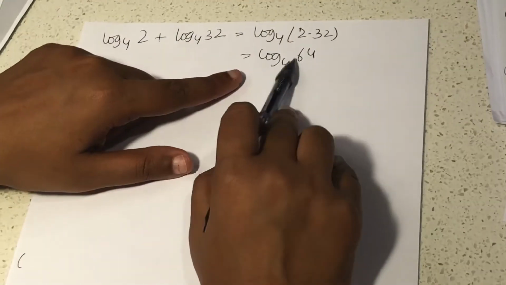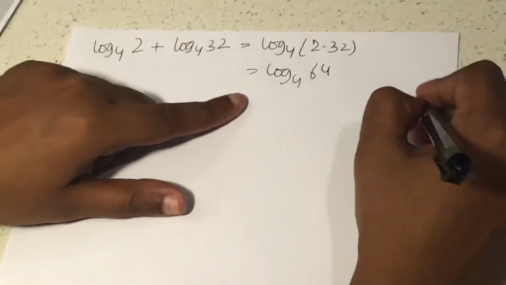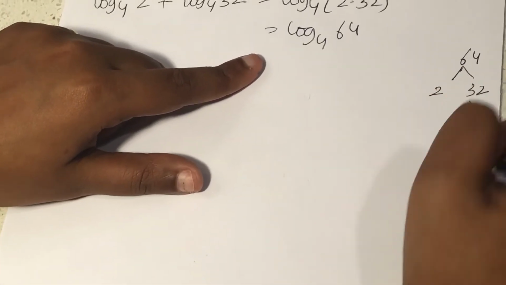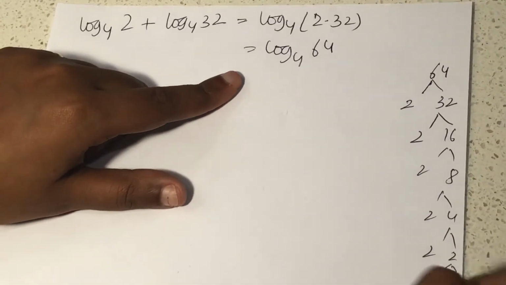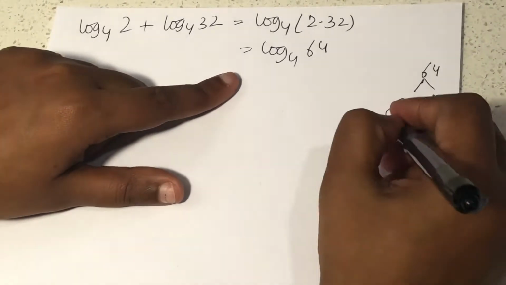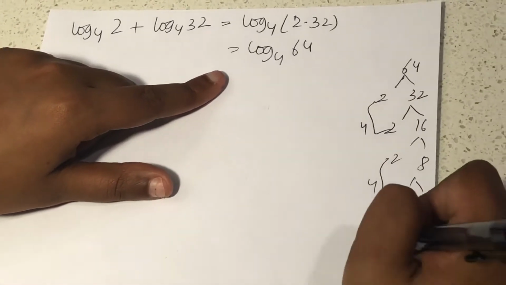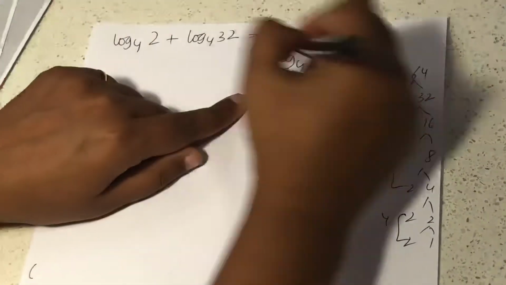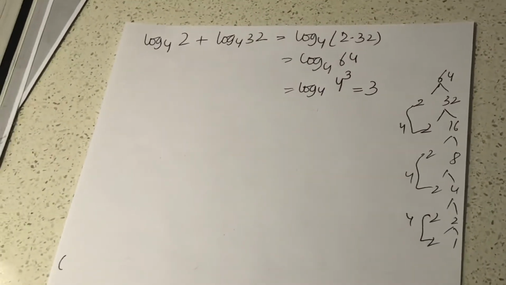Can you write 64 as 4 to the power of something? Let's see. 64. What are the factors? 2 times 32, 2 times 16, 2 times 8, 2 times 4, 2 times 2, 2 times 1. So 2 times 2 is 4. That's 1. This makes 4, 4, 4. So 4 times 4 is 16, and 16 times 4 is 64. So I can write 64 as 4 to the power of 3, which is actually equal to 3 using one of the properties we did before. So that's the final answer.